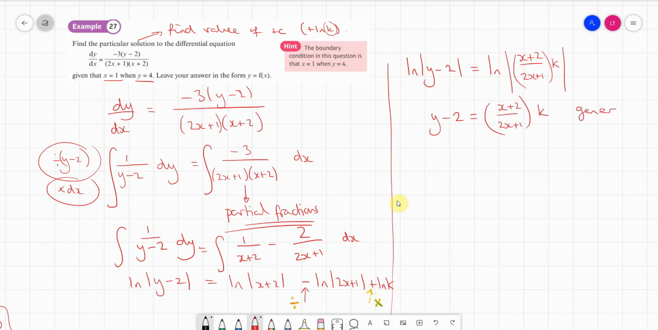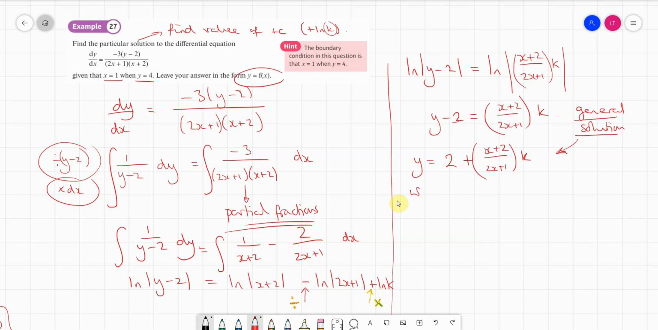So if we were asked for the general solution, actually my next line is going to be the general solution. Let's add this 2 to the other side. So y equals, because we can see here it says it wants it in the form y equals f of x, 2 plus this. So that's my general solution. If that's all we were asked for, we would finish there.